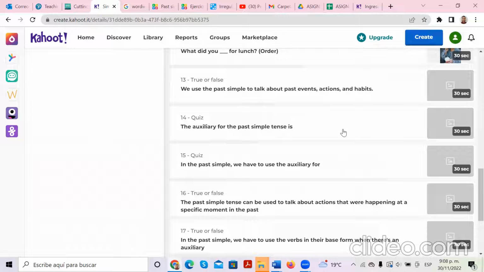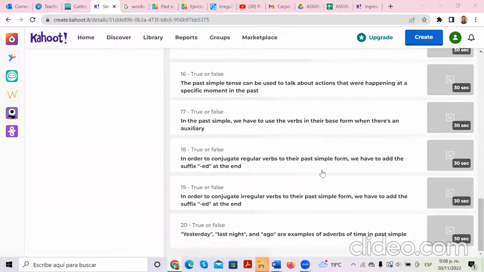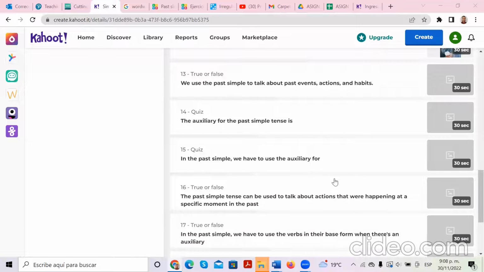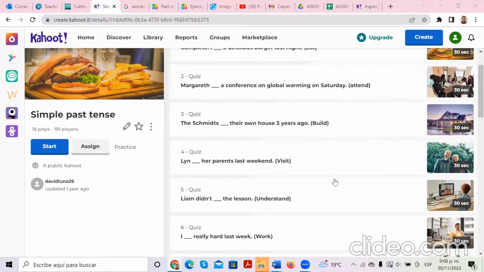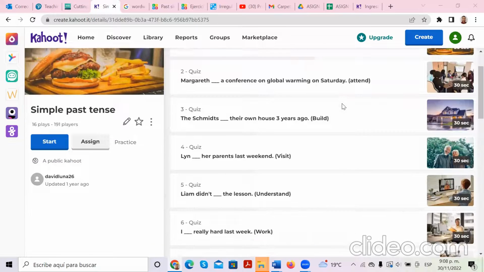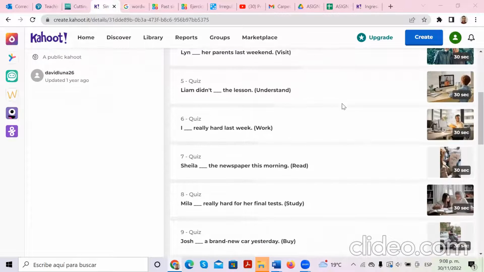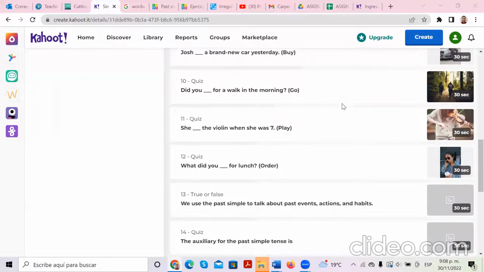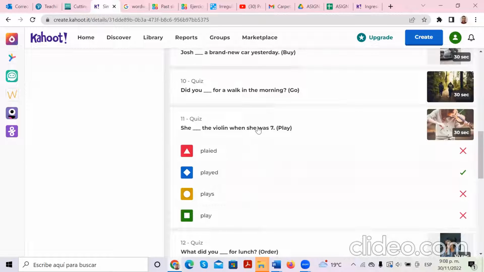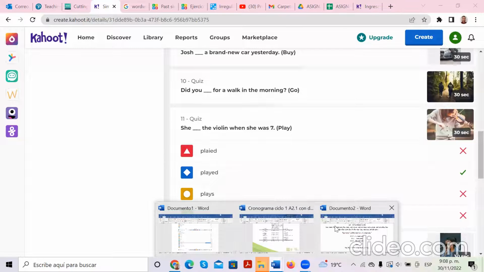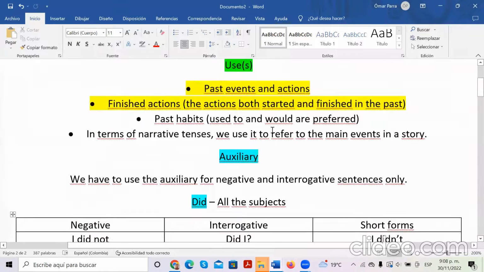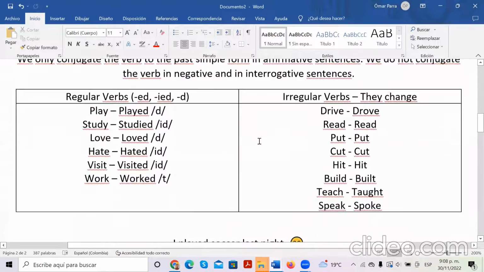What question? Remember the questions? Yes, the game. What number? Do you remember the questions? ¿Cuál pregunta? I think that is 11. 11. Okay. 11, but it's a question, no? She played the violin when she was 7. Maybe, okay, I think the confusion comes here. Don't worry, I'll try to explain. You tell me if maybe that's the case.